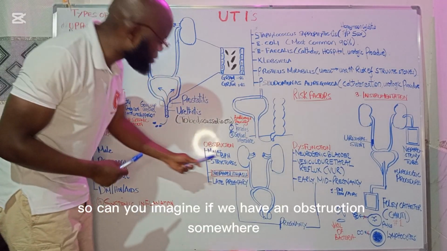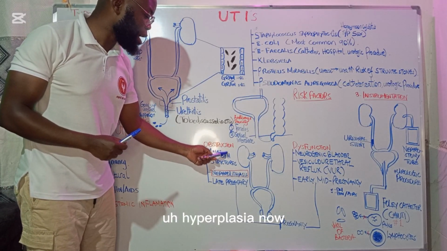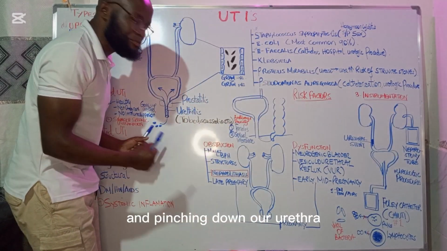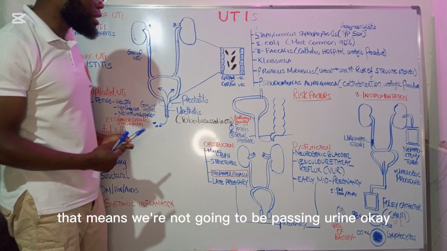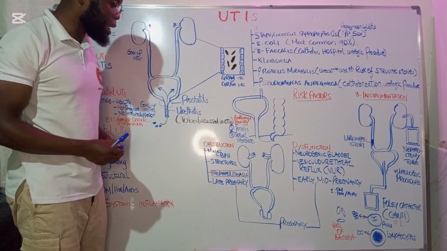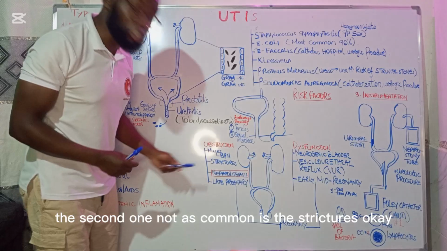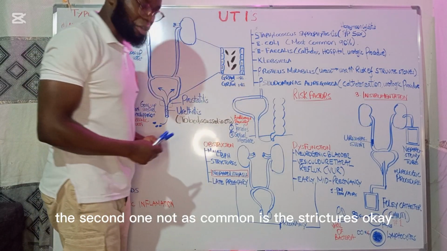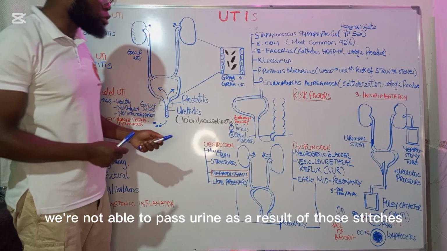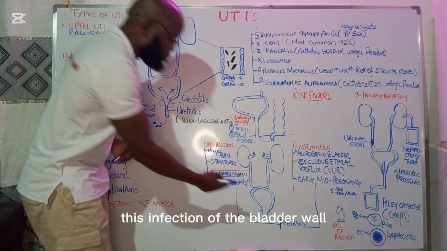So, can you imagine if we have an obstruction somewhere, like in benign prostate hyperplasia. If you have this prostate enlarged right down there and pinching down our urethra, that means we're not going to be passing urine. Okay, as a risk factor, very common in males, and that tips us into urinary tract infection. The second one, not as common, is the strictures. Okay, right down the urethra here, we're not able to pass urine as a result of those strictures. That gets us into this infection of the bladder wall.